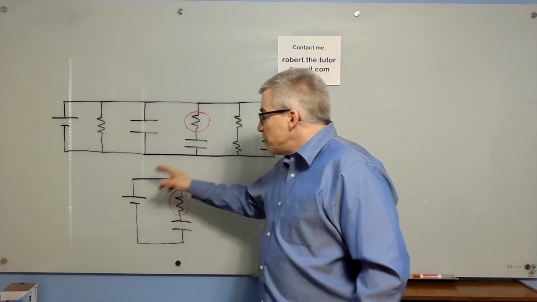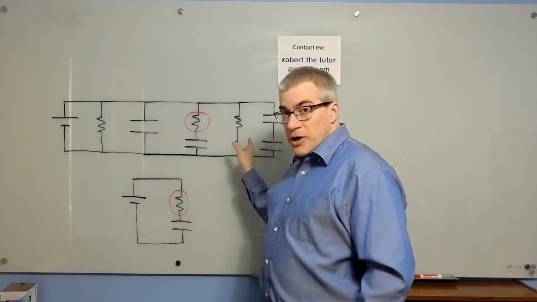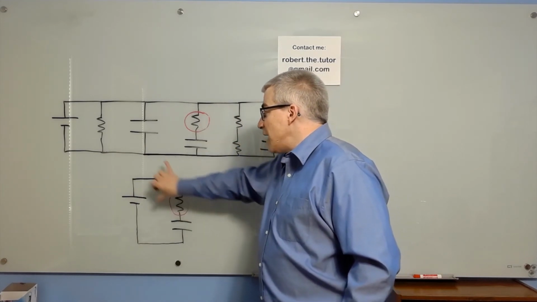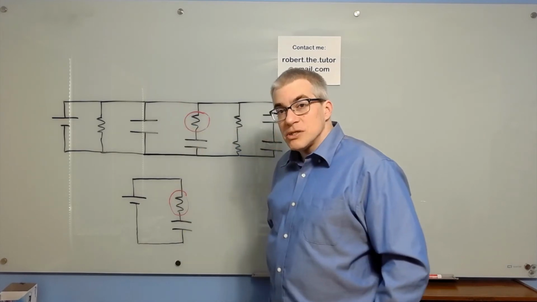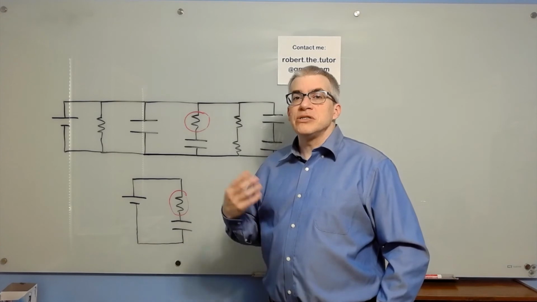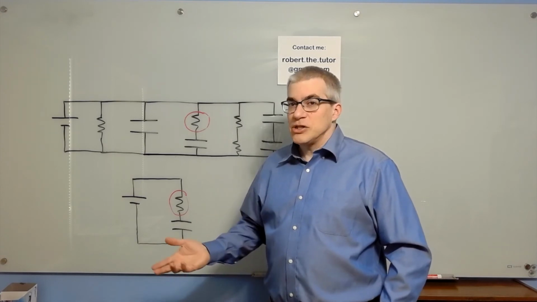Because the current through the battery depends on the other branches, but the current through the resistor simply depends on the fact that you have that many volts connected across it. If you add all these other branches, what that's doing to the battery is draining it faster. It's not changing the voltage.